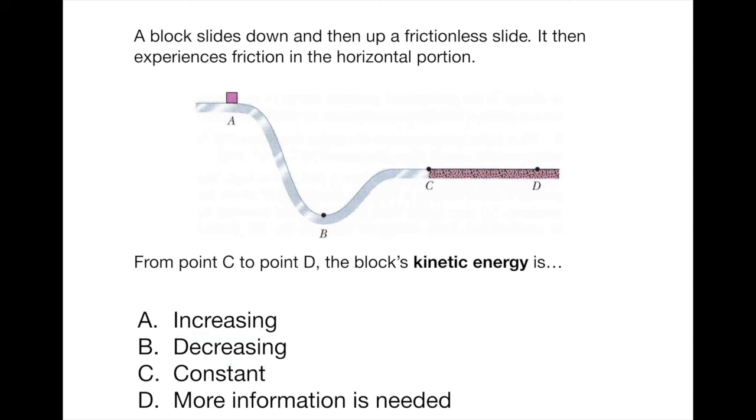All right, and then how about from point C to point D? In this case, it's moving horizontally, but there is friction. So in this portion, the gravitational potential energy stays the same, but there is work done on the system by friction. And because the work done on the system by friction is always negative, the total energy of the system is going to decrease. And because the gravitational potential energy is staying the same, the only way the total energy can decrease is if the kinetic energy decreases.